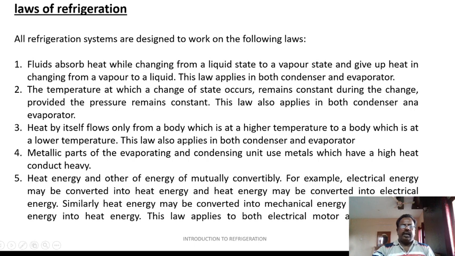Next, fourth law is metallic parts of the evaporating and condensing units are metals which have the highest heat conductive qualities. Last one is heat energy and other forms of energy are mutually convertible. For example, electrical energy may be converted into heat energy and heat energy may be converted into electrical energy. Similarly, heat energy may be converted into mechanical energy and mechanical energy into heat energy. This law applies for both electrical motor and compressor.